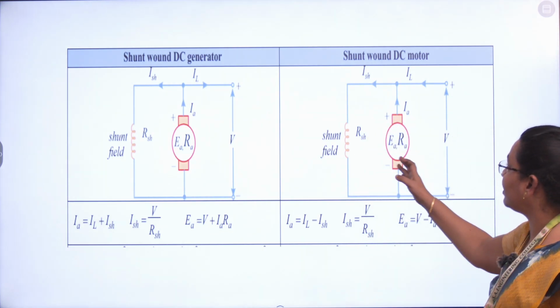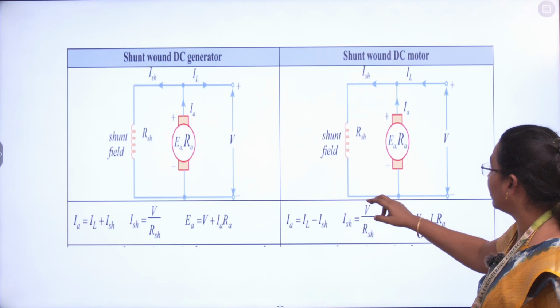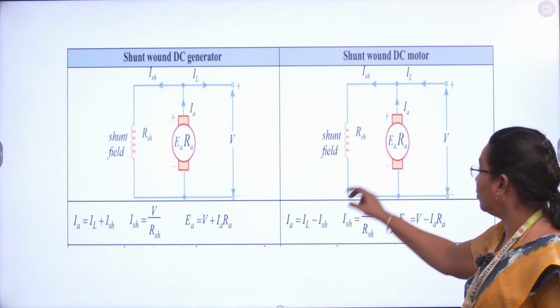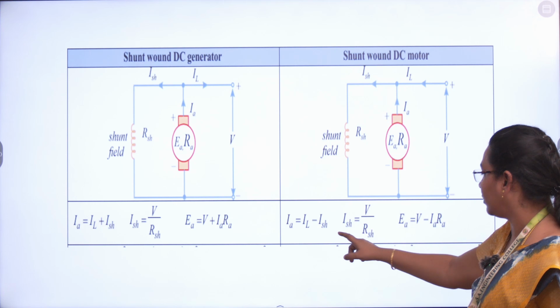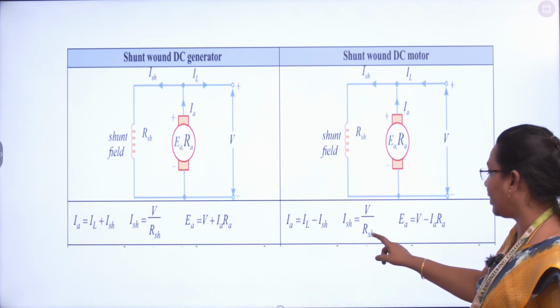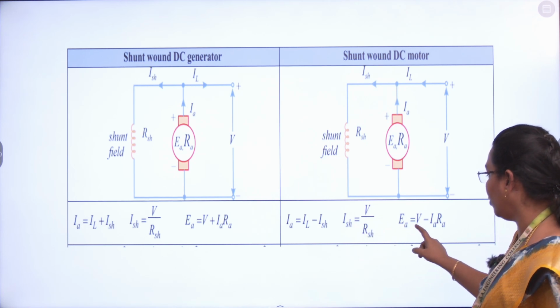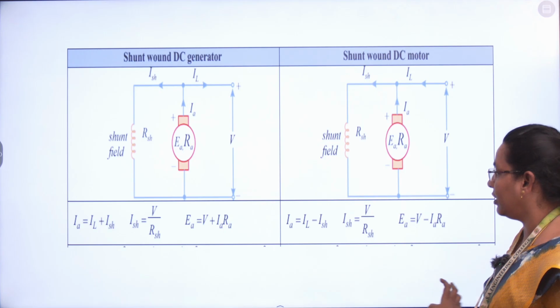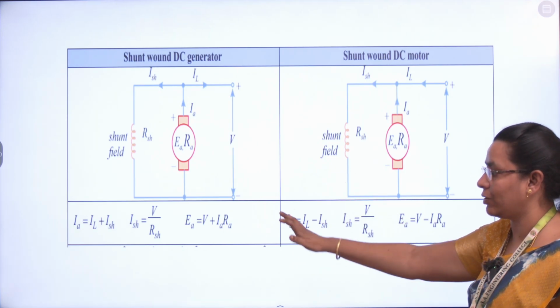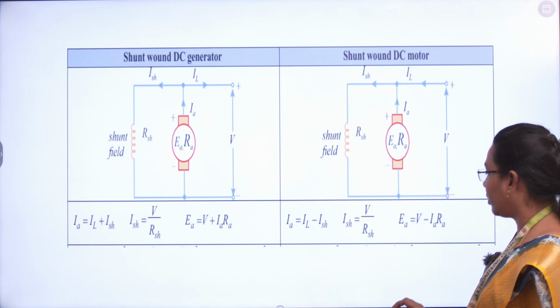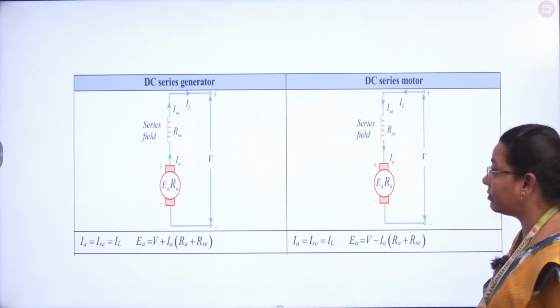While coming to the DC shunt motor, IA equals IL minus ISH. ISH is equal to V by RSH. EA equals V minus IA RA. Same equation, we only have sign changes. For the generator we put the plus sign, in the motor we put the minus sign.